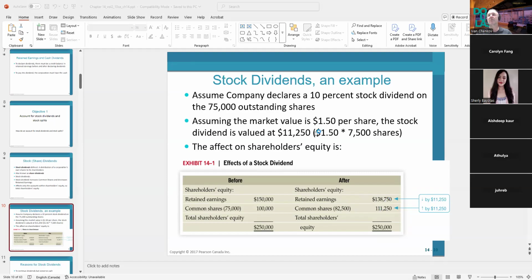Now, what's happened with the number of the shares? Well, they increased by 7,500. From 75,000, they went to 82,500. Why? Because on 75,000 outstanding shares, we give them 10%, which is 7,500 shares.